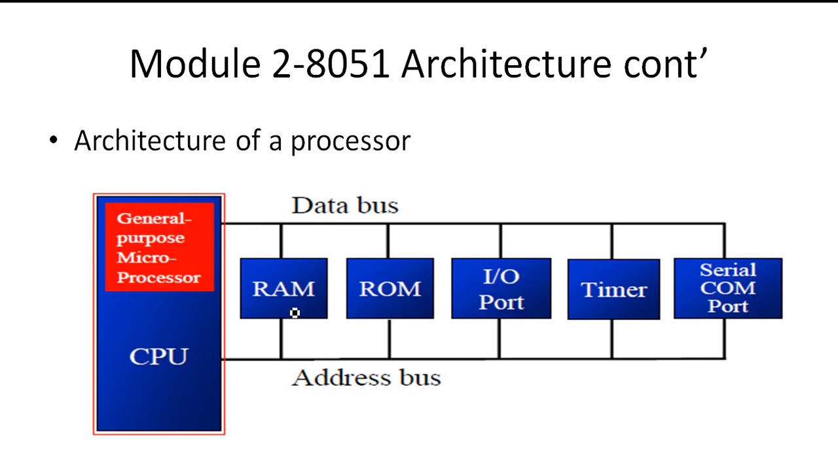What is RAM used for? You might have the knowledge of what RAM and ROM are used for. RAM is used for storing the data temporarily while executing a program. ROM is used for storing permanent data within the computer, and the timer is for different timing operations or synchronizing the operation of the microprocessor or the computer. The serial COM port is for communicating or interfacing with external devices. These external devices communicate with the central processor or CPU through two buses known as the data bus and the address bus.